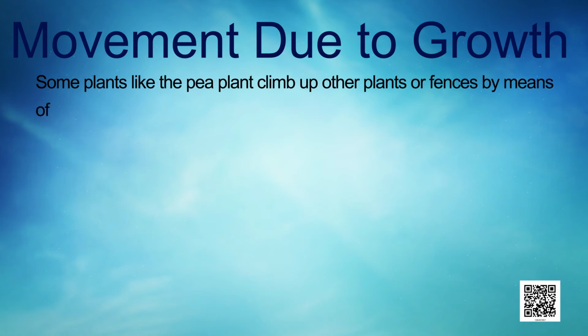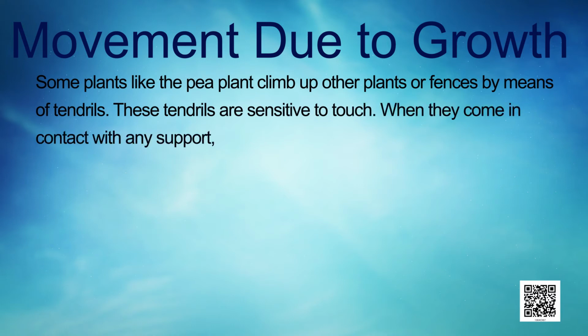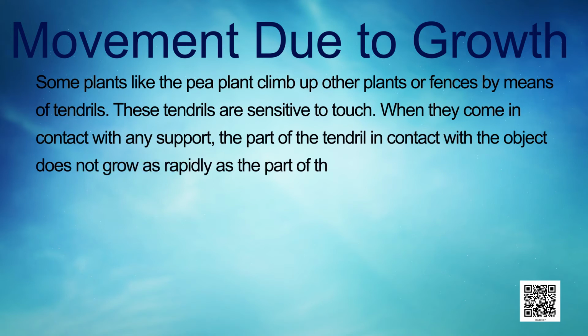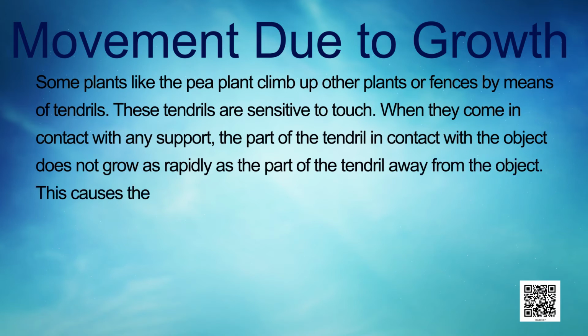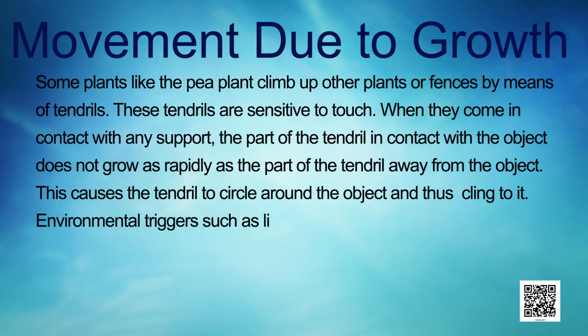Some plants, like the pea plant, climb up other plants or fences by means of tendrils. These tendrils are sensitive to touch. When they come in contact with any support, the part of the tendril in contact with the object does not grow as rapidly as the part of the tendril away from the object. This causes the tendril to circle around the object and thus cling to it.